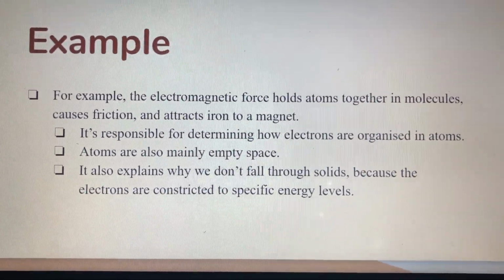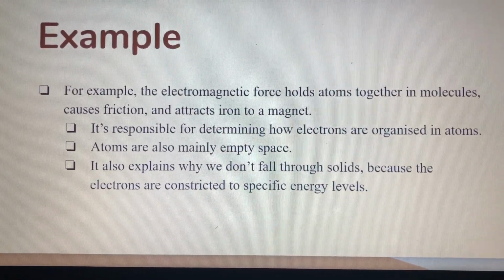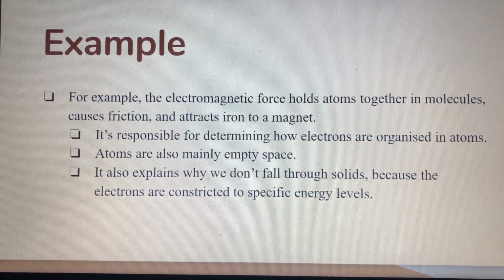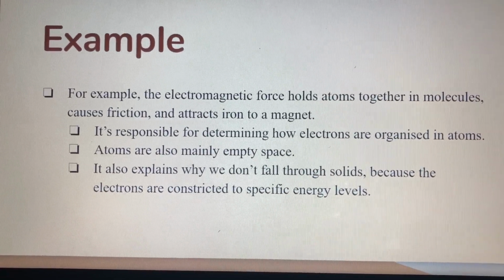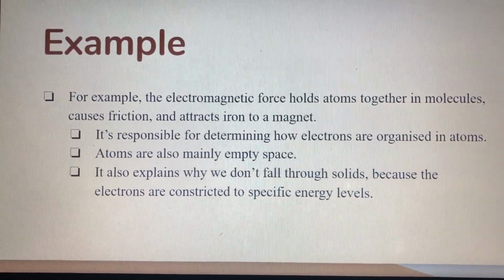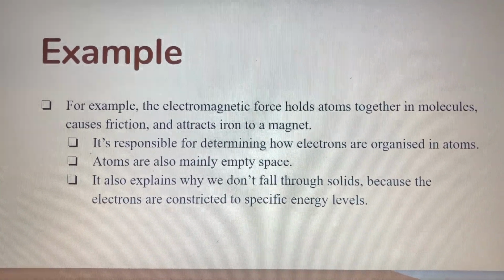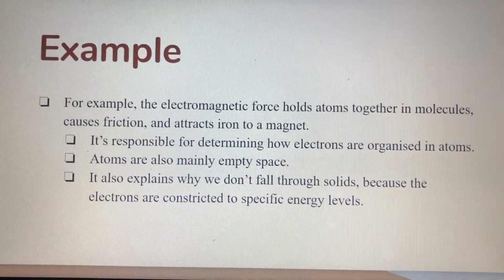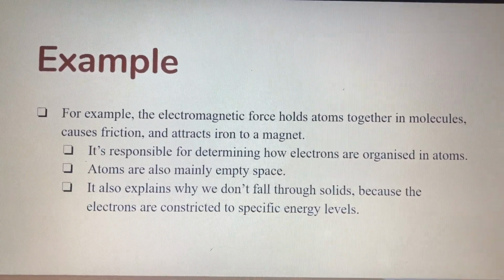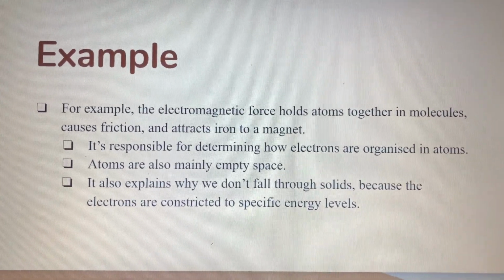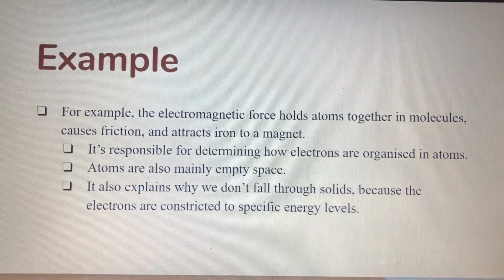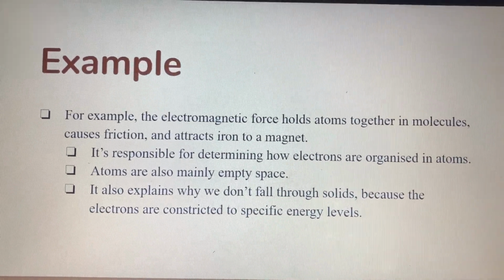An example of this is that the electromagnetic force holds atoms together in molecules, causes friction, and attracts iron to a magnet. It's responsible for determining how electrons are organized in atoms. Atoms are also mainly empty space. It also explains why we don't fall through solids, because the electrons are constricted to specific energy levels.